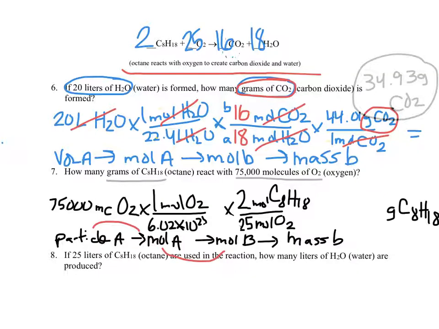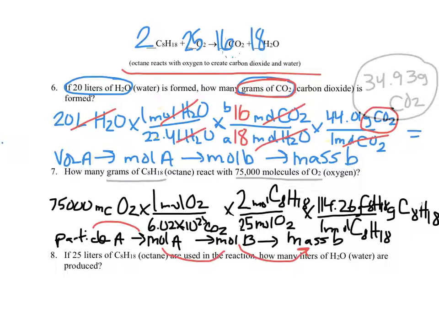Now that I have my mole-to-mole ratio, the very last thing I'm going to need to do is go from mole of B island to mass of B island, which again works just like the last problem. I'm going to end up with moles of B on the bottom, which is C8H18, and then the molar mass up on top. If I add 8 carbons plus 18 hydrogens off the periodic table, I end up with about 114.26 grams of C8H18.